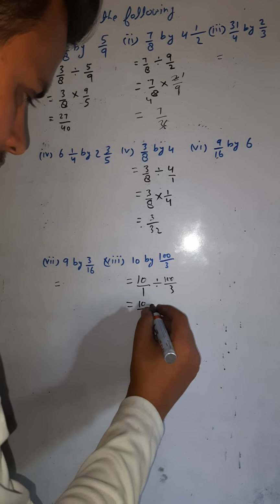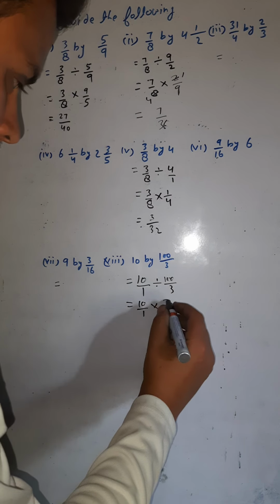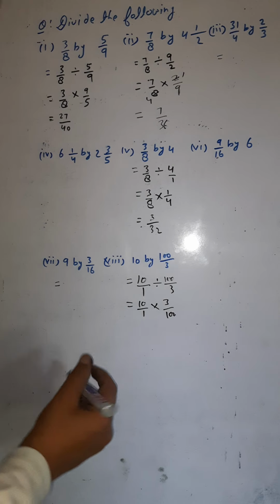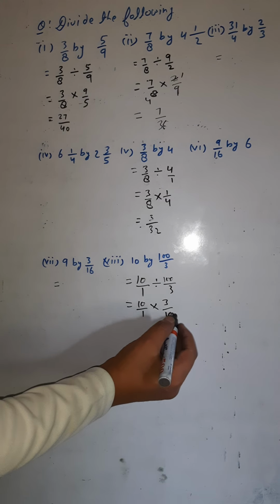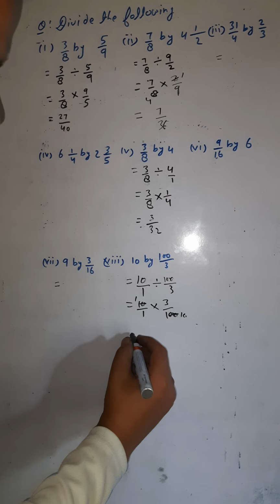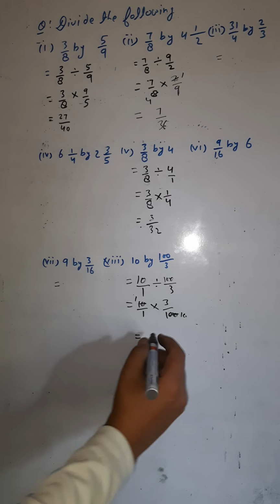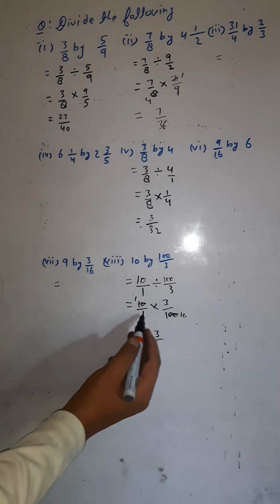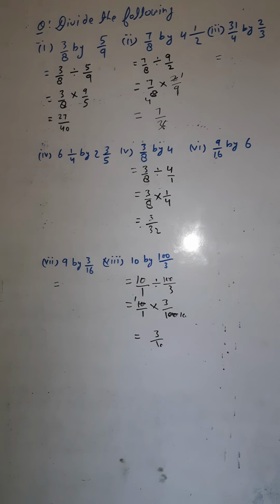The division by 10 by 1 would be changed into multiplication. This would become 3 by 100. I think you can cut here also, like this 10 and 100. 10 1 ja 10 and 10 10 ja 100. So the answer would be how much? 3 1 ja 3. Downside 10 1 ja 10. So 3 by 10 would be the answer.